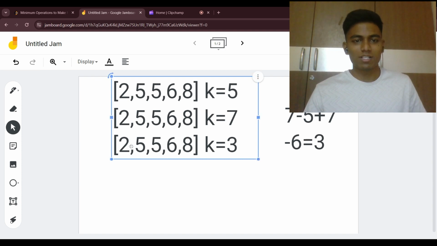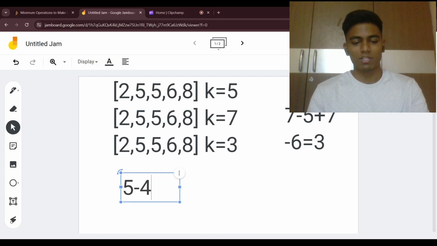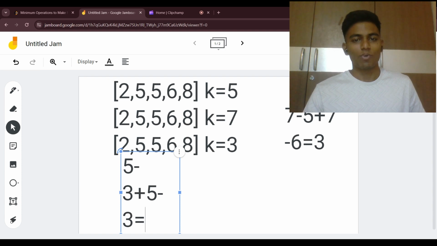And then let us consider k equal to 3. For this k equal to 3, we have 5 in the middle. We need to decrease this 5 to 3, because if we do not decrease this 5 to 3, then it stays as the middle. So we are going to decrease this to 3, and then again this to 3. So the number of operations is 5 minus 3, and then again 5 minus 3. So this is going to be our answer, which is 2 plus 2, which is 4. That's what we are going to do.